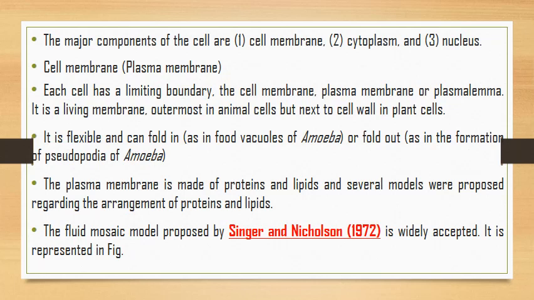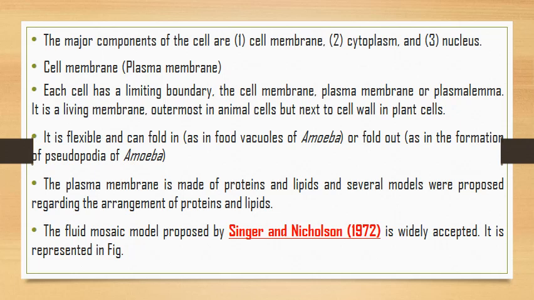So the major components of the cell are cell membrane, cytoplasm and nucleus. Cell membrane or plasma membrane are the same thing. Each cell has a limiting boundary: the cell membrane, plasma membrane or plasma lemma. It is a living structure, outermost in animal cell but next to cell wall in plant cell. It is flexible and can fold in or fold out. The plasma membrane is made up of proteins and lipids, and several models were proposed regarding the arrangement of proteins and lipids.